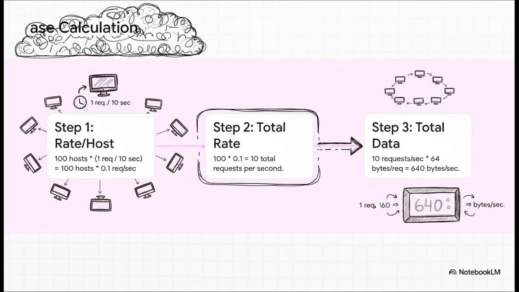Finally, step 3, let's calculate the total amount of data. We're told each request packet is 64 bytes. We have 10 of those every second. So we multiply 10 by 64, and that gives us our final answer, 640 bytes per second. Now, that might not sound like a lot, but it's a constant stream of background noise, a baseline of traffic that's always there, just from devices trying to find each other.